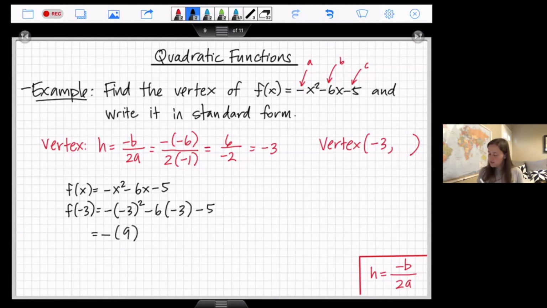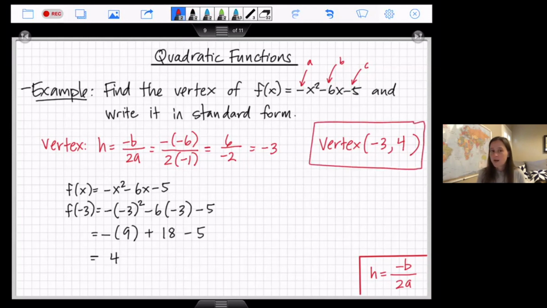In the middle, negative 6 times negative 3 is a positive 18. And then minus 5. So I've got negative 9 plus 18 minus 5. That's going to be, let's see, 9 minus 5 is 4. All right. And that's the y-coordinate of your vertex. Okay, and that was the first thing they asked us to do. We used that negative b over 2a to find the x-coordinate and plug in the x-coordinate to find the y-coordinate. So there's our vertex. The other thing they asked us to do was write it in standard form.